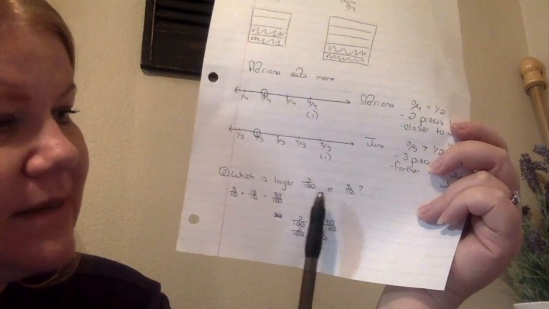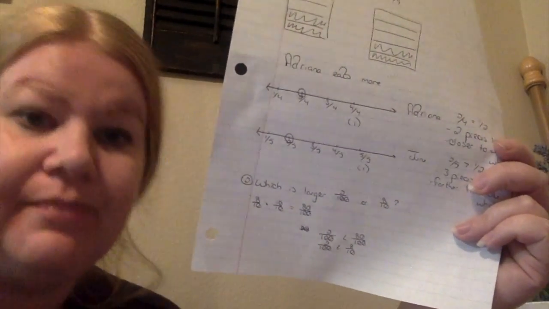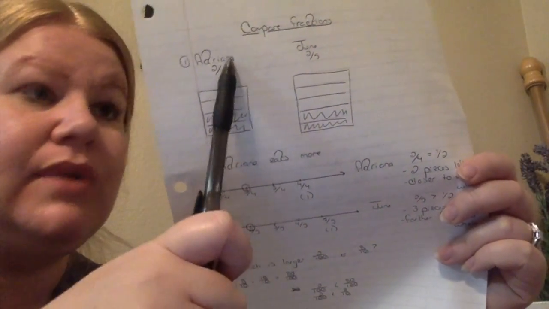Because I don't have the same denominator here, I need to do something to make it the same denominator. I could have done that up here as well. It wouldn't be wrong if you did. You would have to go out farther.